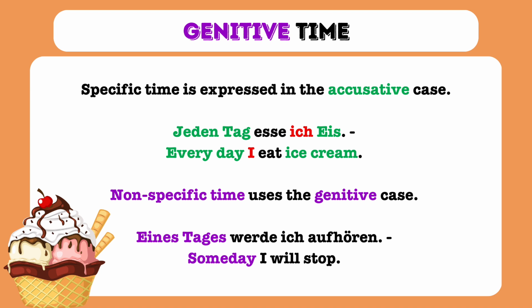Another use of the genitive case is time, so we can use time in the accusative case whenever it's a specific time, but if we want to use something that is more abstract, we have to use the genitive case. So I would say, jeden Tag esse ich Eis. Every day I eat ice cream. But I would say, eines Tages werde ich aufhören. Someday I will stop. This is not a specific day, this is just some hypothetical. It's a non-specific time. Therefore we have to say eines Tages for the genitive case.